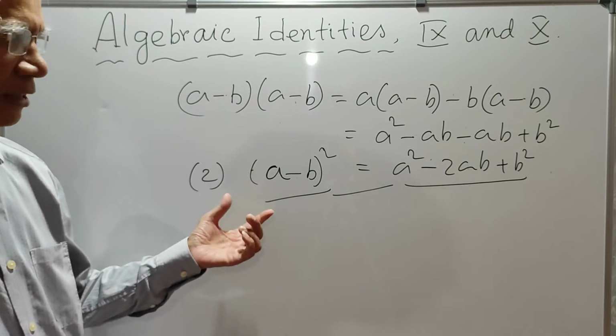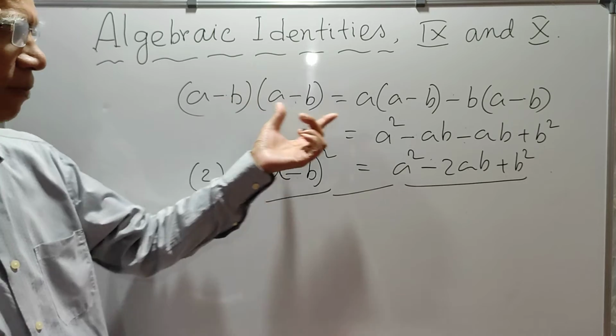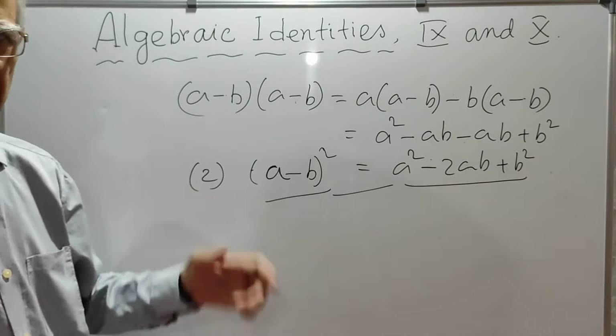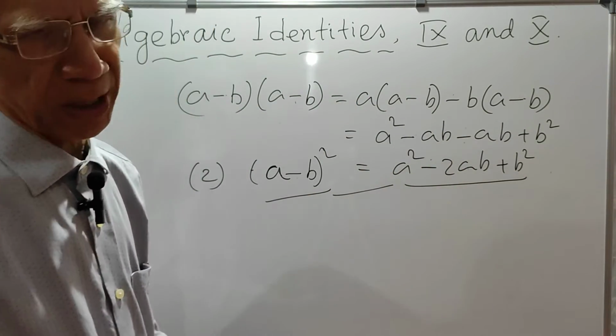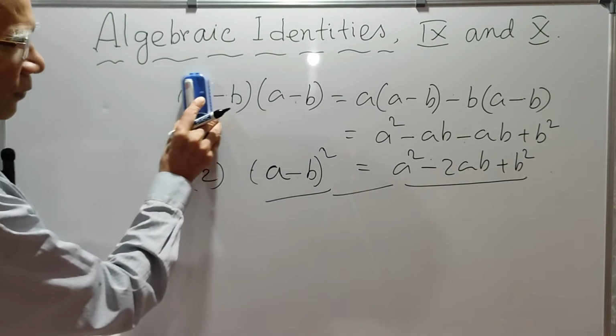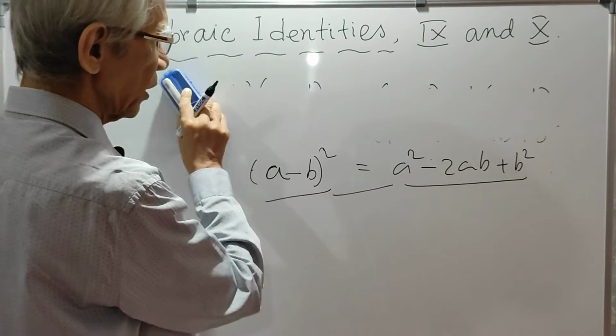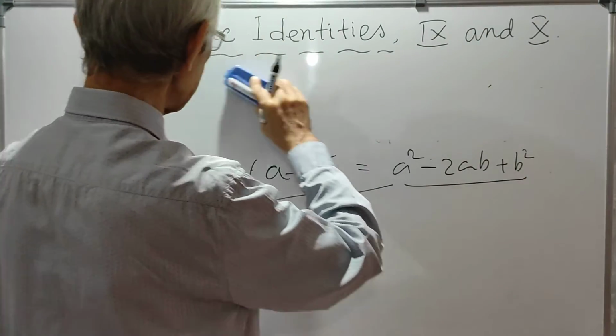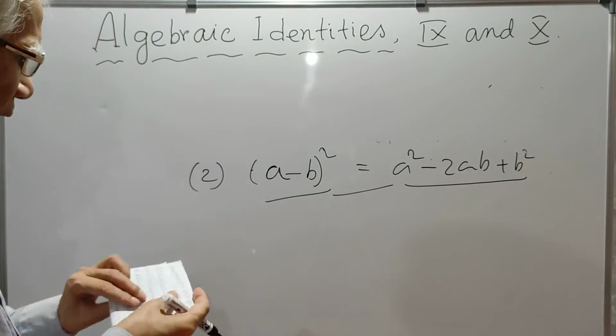In case you forget in exam, you can quickly find out by multiplying. But these are very well known identities, you should memorize. Okay. Now let us see the third identity. So we got the second identity. All right.